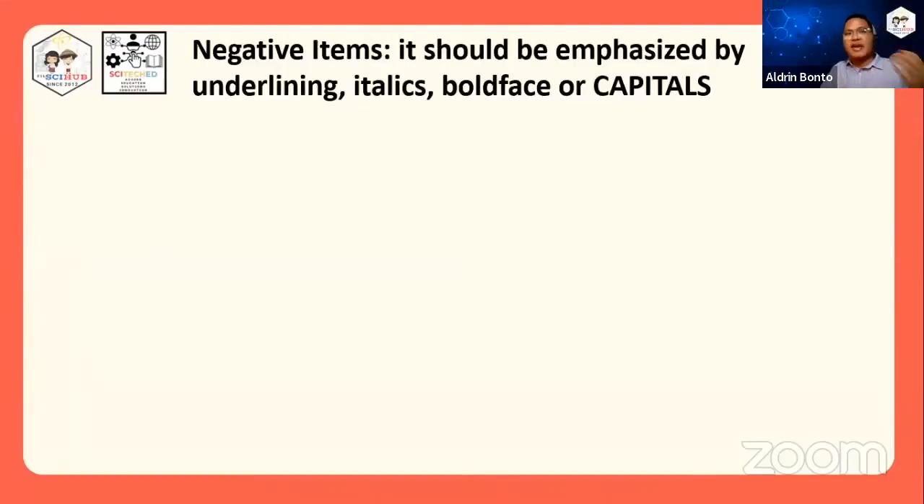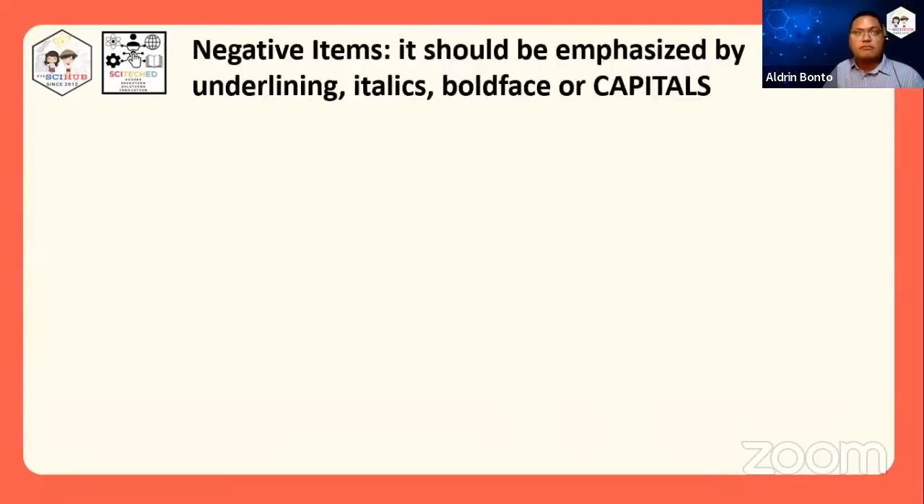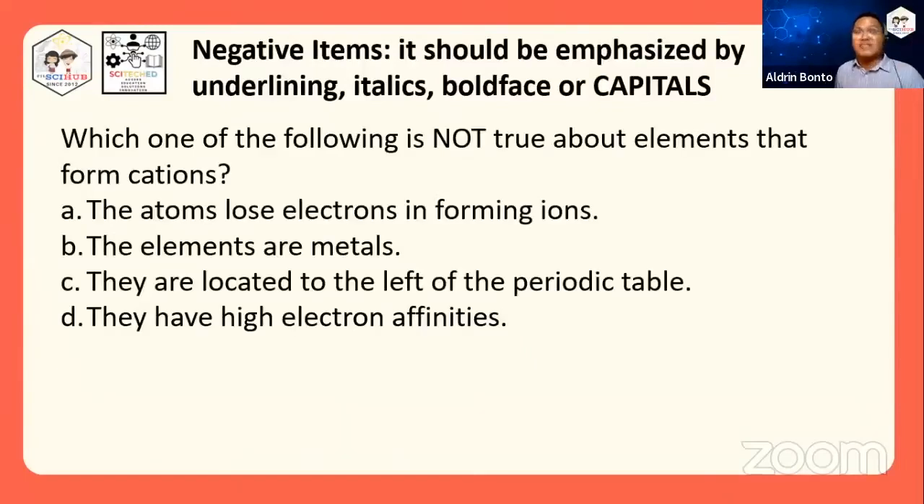Another one is negative items, and even the positive items can be underlined, italics, boldface, or capitals. I think one of the example here is the positive is true. So you can see here that the true is capitalized. Ayan. So this one, which of the following is not true about elements that form cation? So you have here the term not true. So this is a negative item. Or if it's true, pwede rin namang, the true is the capital one.